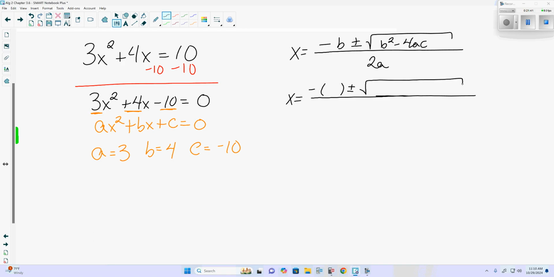Thank you. So we have negative b. Well, our b value is 4. So we say negative, parentheses, 4, close parentheses. We have our plus or minus. Then we have the square root. So b squared, so we'd have 4 squared, minus 4 times our a value, which is 3, times our c value, which is negative 10. All over 2 times a, 2 times 3.